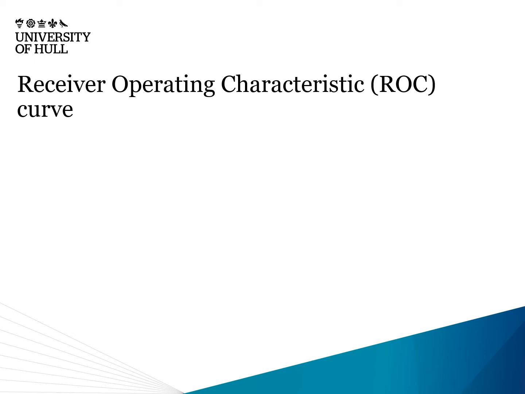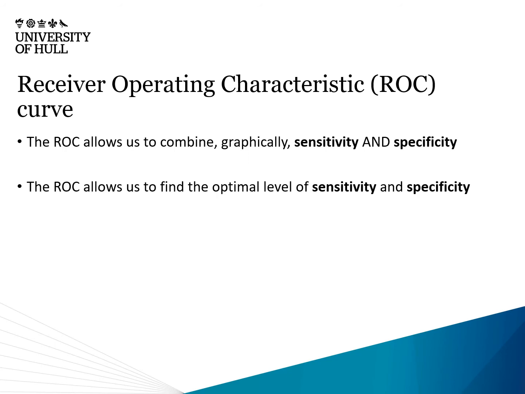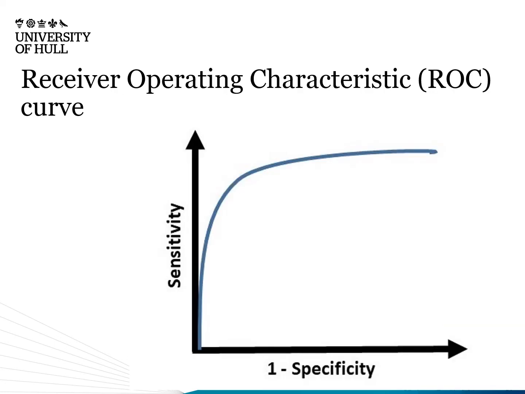So the receiver operating characteristic curve, or the ROC curve, allows us to combine graphically sensitivity and specificity. It allows us to find the optimal levels of sensitivity and specificity. And this is what one looks like. A receiver operating characteristic curve is a plot of the sensitivity against 1 minus the specificity. Remember, it's a reciprocal. The higher the sensitivity, the lower the specificity, so it's 1 minus. So the sensitivity is plotted there, 1 minus the specificity is plotted there.